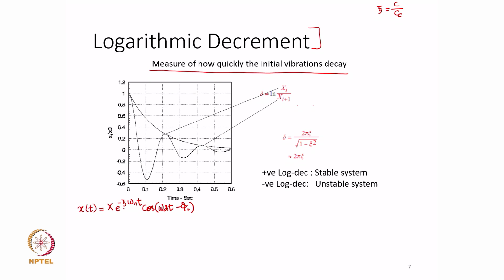This is the response at any instant of time t. Now, what we shall do is we will set our time equal to 0 at this point, or let us call this time as time t 1 and this time after one cycle of oscillation as time t 2.